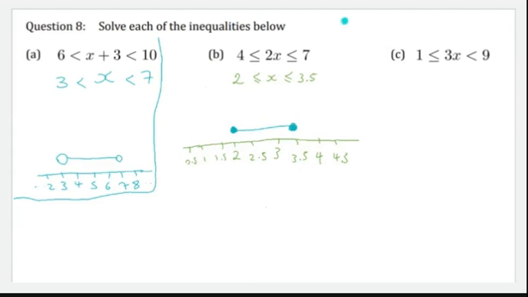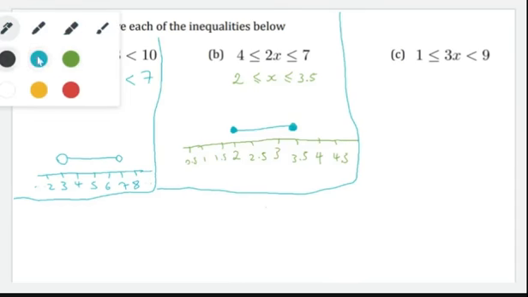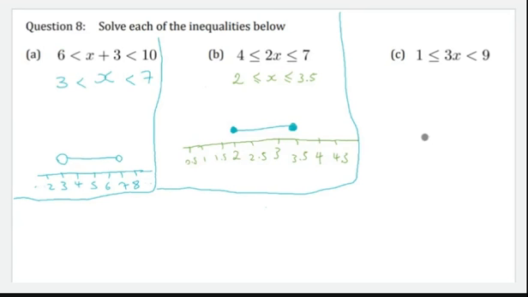And then we've got one more to do. May as well do this one as well. Divide by 3 on all sides. And what does that give us?